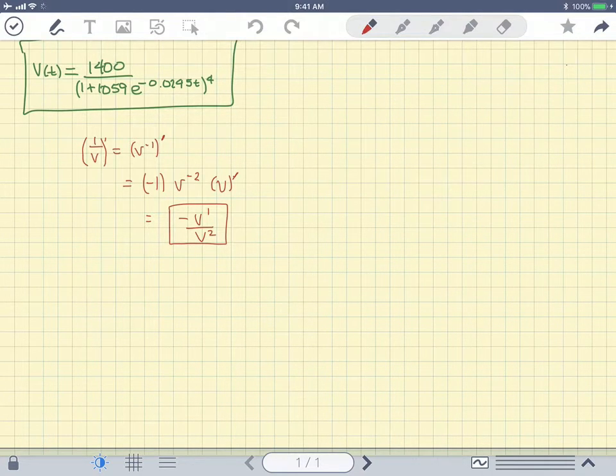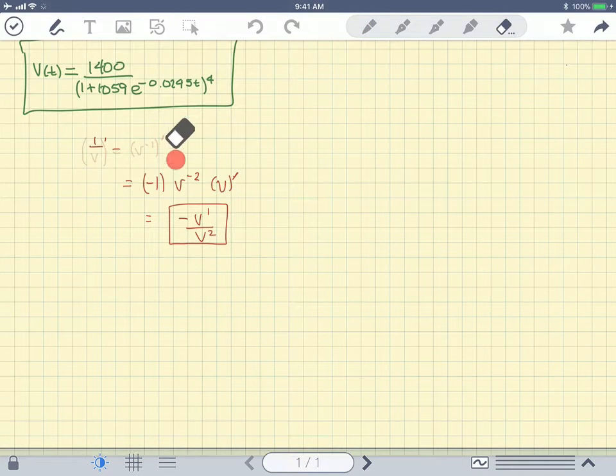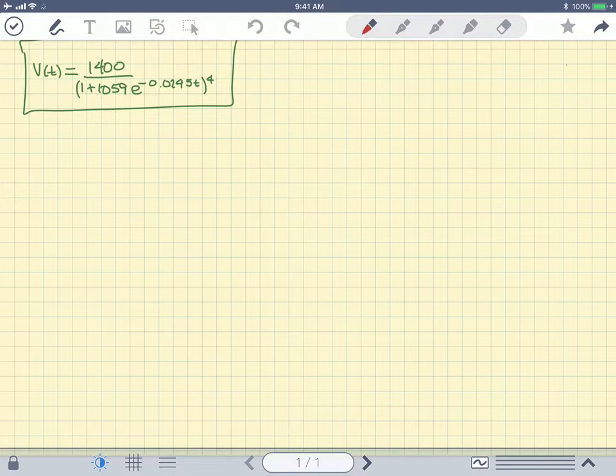So if I want to do the example, if I want to do that derivative, let me erase this and do it. You don't have to memorize this like a formula. You just do it on the fly.